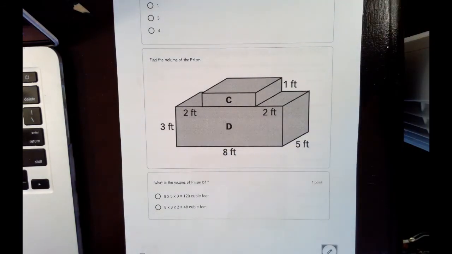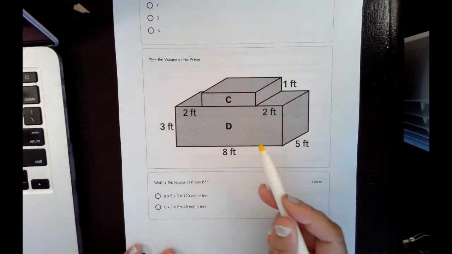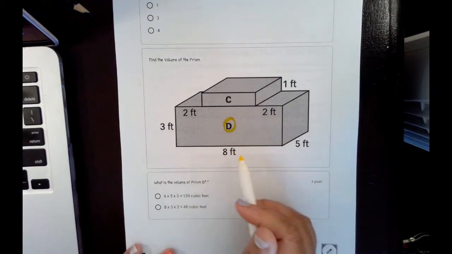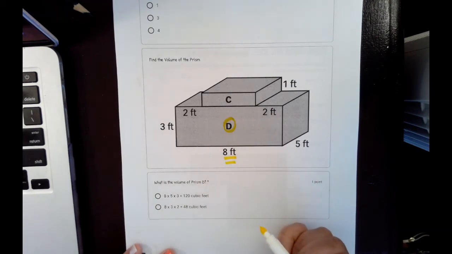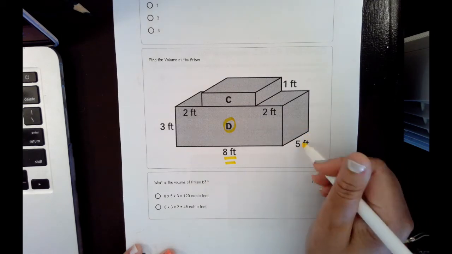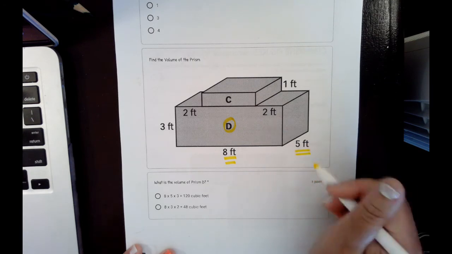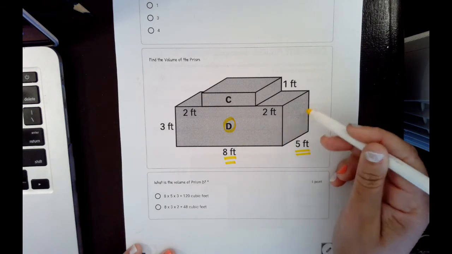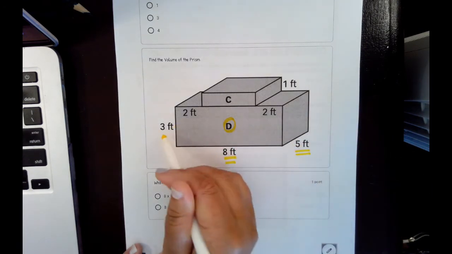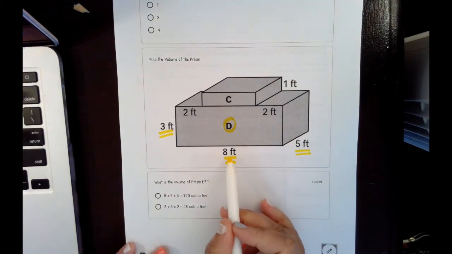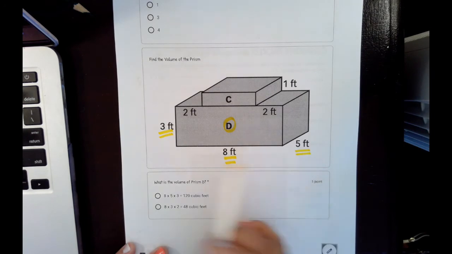So we're going to look at the length and the width and the height of prism D. We've got the length right here of D, because that's what we're looking at, and it is 8 feet. We've got the width, which is how far back it goes. Sometimes they call it the depth, and that is 5 feet. And we know the height of prism D is, we can't see it over here, we'll go look over here. Oh, it's 3 feet. So the answer is going to have 8, 5, and 3 for length times width times height.